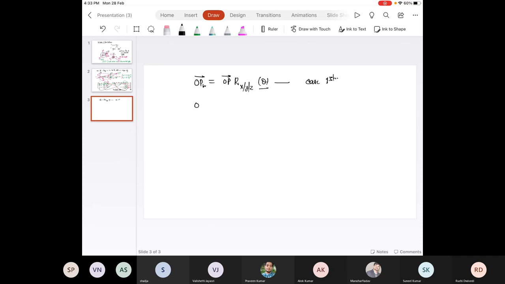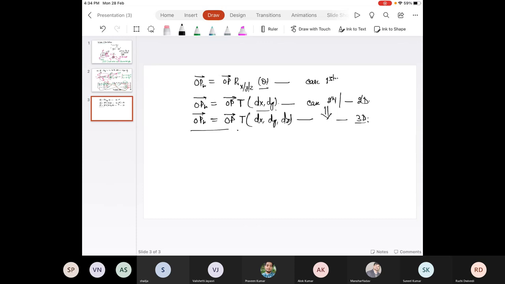Case second, the new vector, original vector, is multiplied by translation matrix T, and we have dx comma dy in 2D. Case second. And this is for 2D analysis. Now for 3D, OPN is equal to OP vector times translation, we have dx comma dy comma dz. Again, this is second case for 3D.